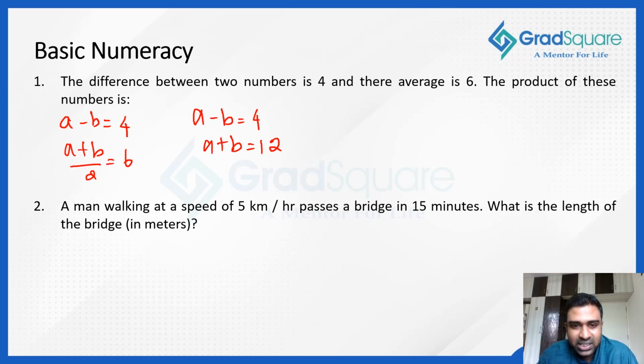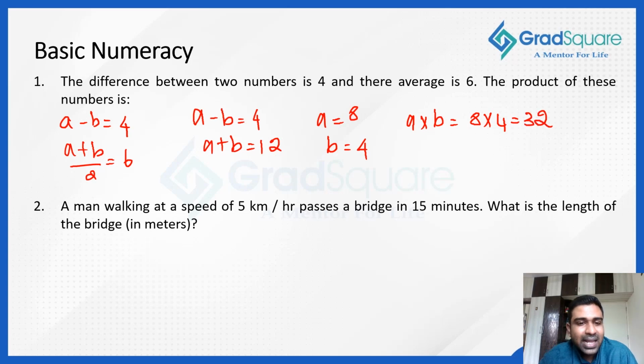By solving these equations, A is 8 and B is 4, and the product of these numbers is the question. So A into B is asked. A into B is 8 into 4, which gives you 32.